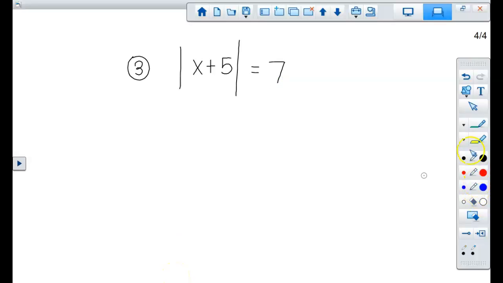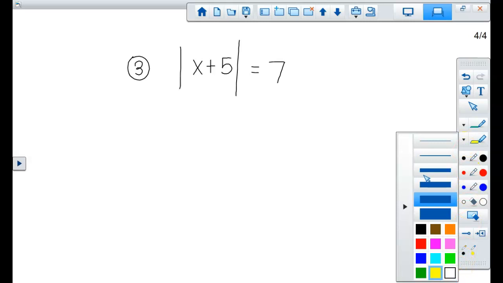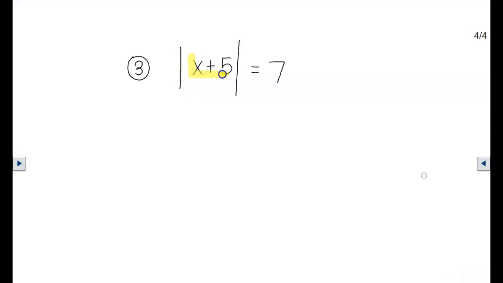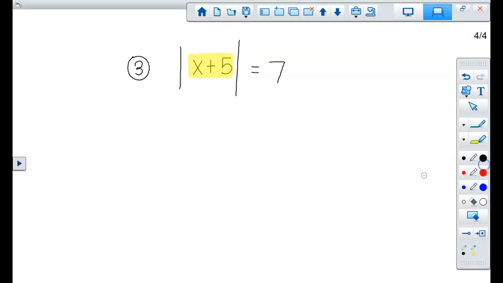All right, next up, let's take a look at this. We're going to solve for x if we know that the absolute value of x plus 5 is equal to 7. So notice, inside my absolute value bar is what I have. I have x plus 5 inside of there, and I'm taking the absolute value of that x plus 5. That absolute value is 7.